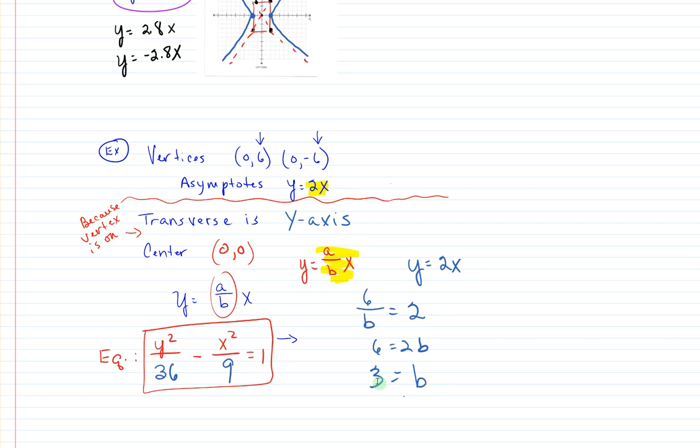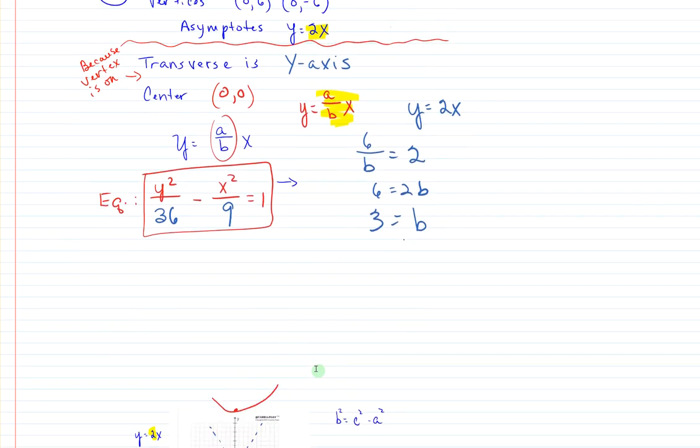So once we have b and a, we can write the equation of the line. The y squared goes first because we know the transverse axis is the y. So y squared over 36, where did that come from? We squared the a value, minus x squared over 9. B was 3. All right.